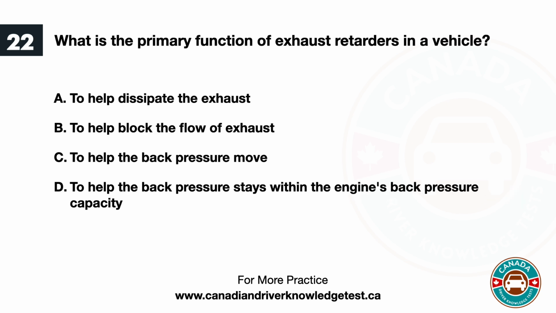Question 22. What is the primary function of exhaust retarders in a vehicle? A. To help dissipate the exhaust. B. To help block the flow of exhaust. C. To help the back pressure move. D. To help the back pressure stay within the engine's back pressure capacity. The answer is D. To help the back pressure stay within the engine's back pressure capacity.